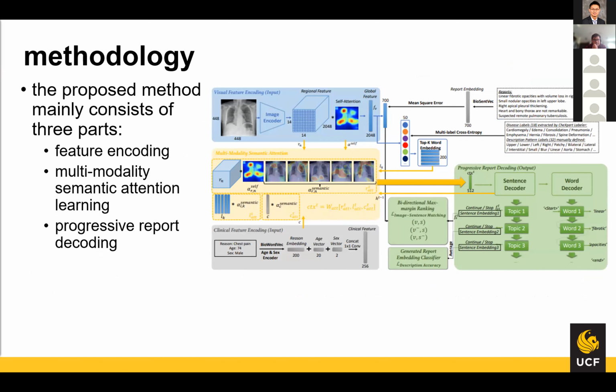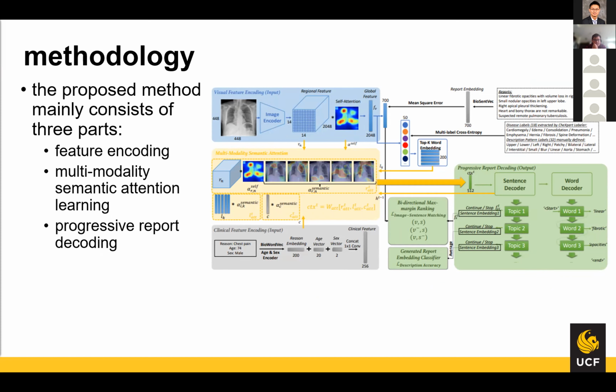So the methodology that they used consists of three main parts. First was encoding for all of those different features. They then proposed this multi-modality semantic attentive learning technique, and then progressive report decoding.